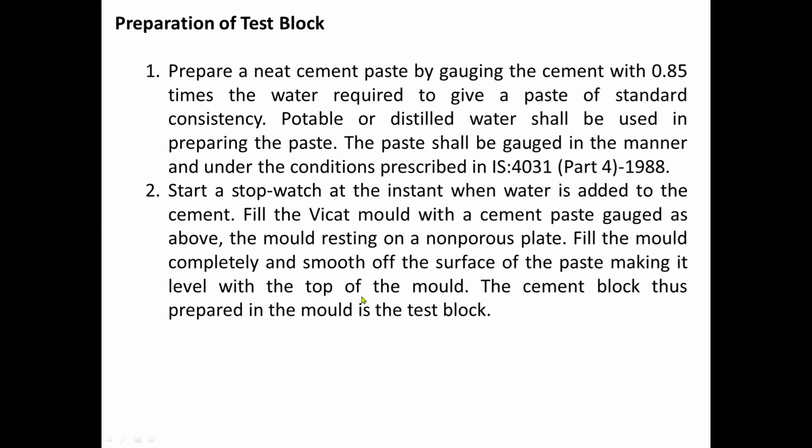Start the stopwatch at the instant when water is added to the cement. Fill the Vicat mold with the cement paste, gauged as above, the mold resting on a non-porous plate. Fill the mold completely and smooth off the surface of the paste, making it level with the top of the mold. The cement block thus prepared in the mold is the test block.